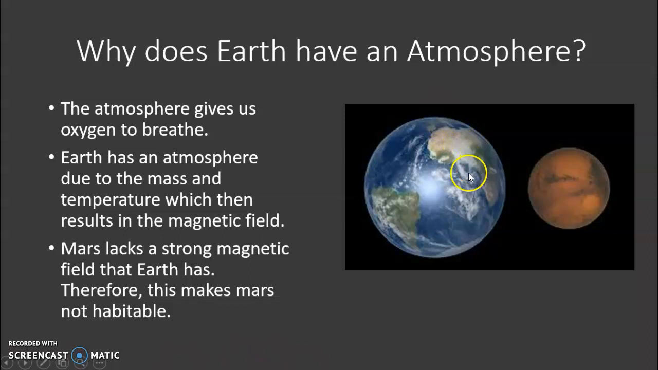So shown to the right is a picture of Earth and Mars. The only difference between these two, because although they're in the same habitable field and zone, is that Mars lacks a strong magnetic field that Earth has. Therefore, this makes Mars not habitable.